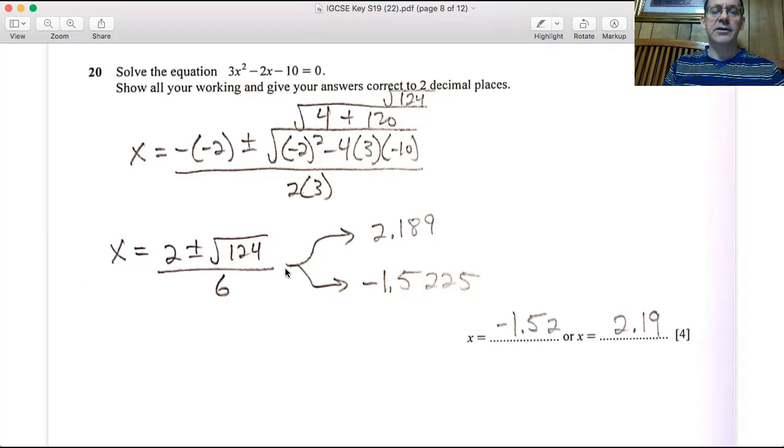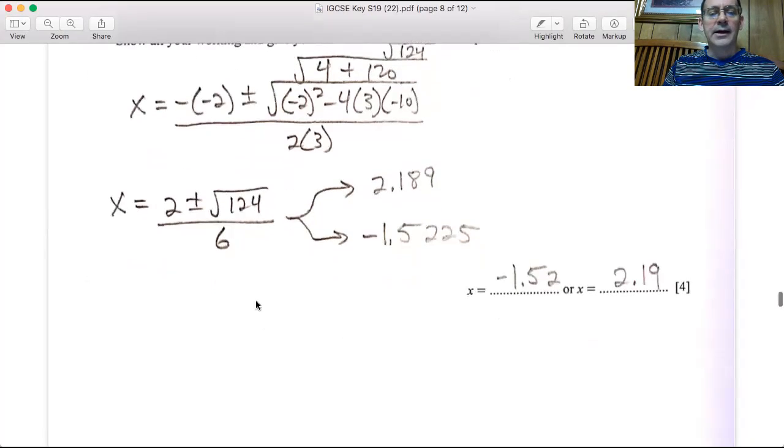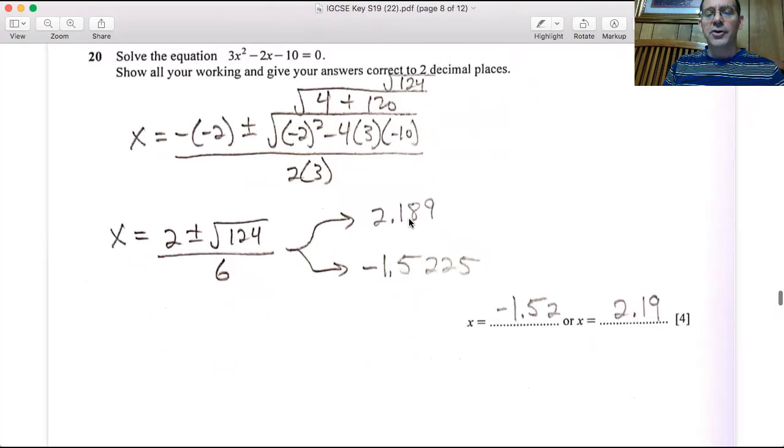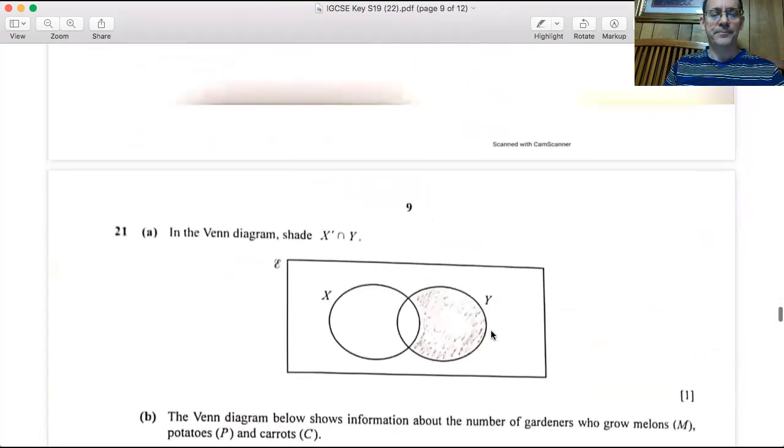Plug this into your calculator, first with the positive and then with the negative. So for the positive, you get 2.189. For the negative, you get a negative 1.5225, or actually the subtraction sign here gives you a negative 1.5225. Now it says to 2 decimal places, so we need the number after so we know if we have to round up or not. So with this one, we need to round up to 2.19. With this one, we do not need to round up, we'll round down to a negative 1.52.